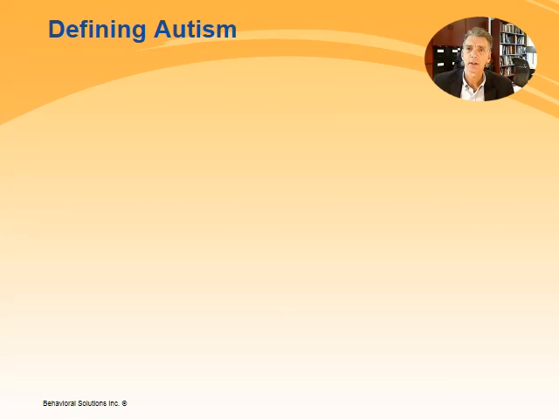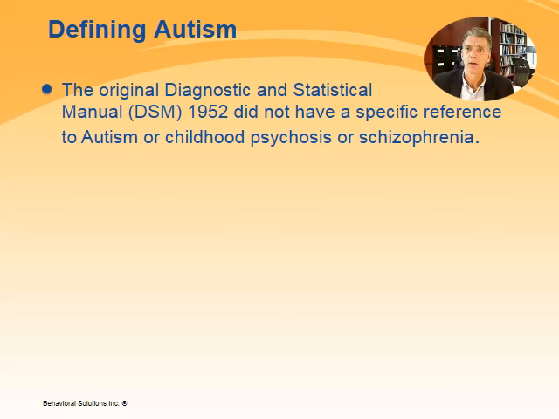The Diagnostic and Statistical Manual, DSM, published by the American Psychiatric Association, is the major mental health diagnostic manual used in the United States and Canada. The other major diagnostic manual used in many parts of the world is the International Statistical Classification of Diseases and Related Health Problems, ICD. Both share a similar general history regarding the adoption of autism as a specific diagnosis.